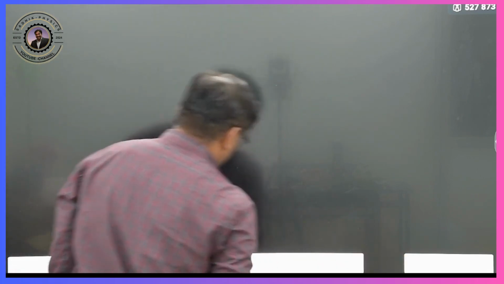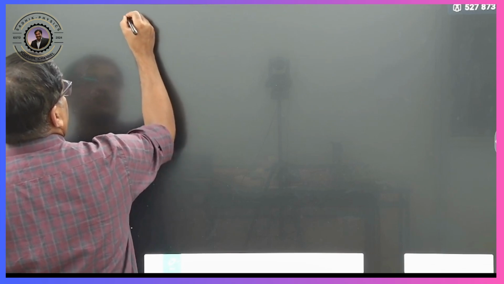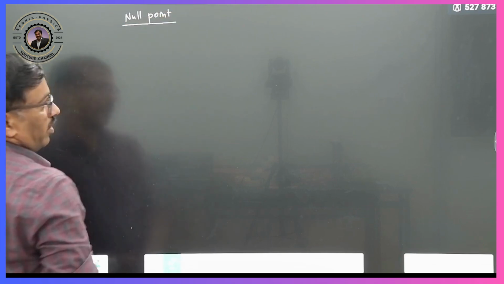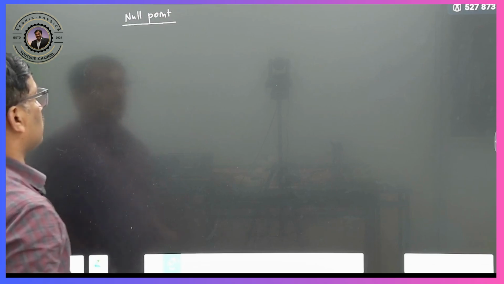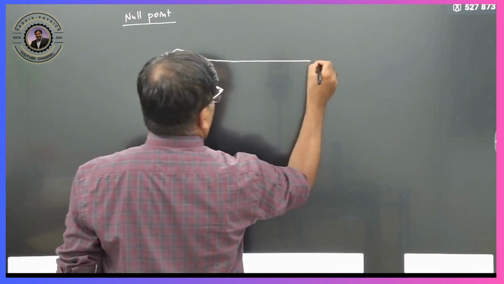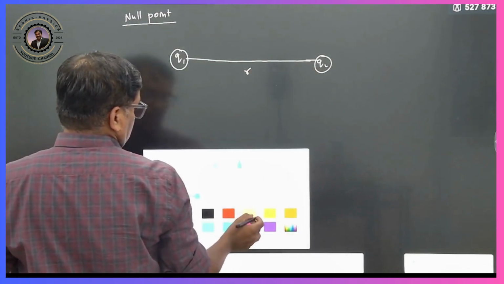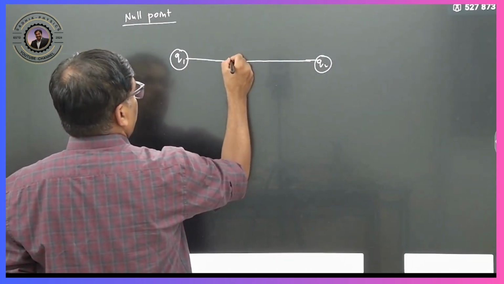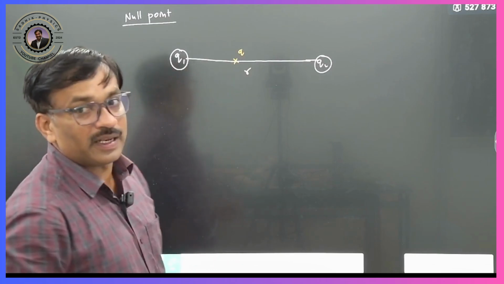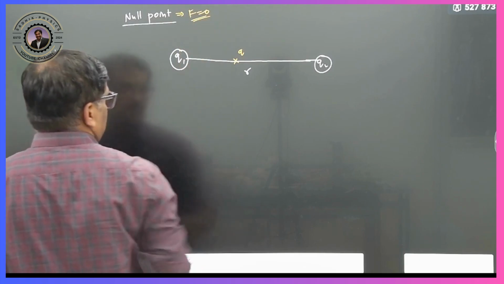And one more concept: if there are some charges, we can take a null point. What is a null point? Here you can take one charge q1 and another charge q2, separated by distance r. We will calculate the null point, that means we want to keep a small test charge here so that it experiences zero force. Null point means the force should be equal to 0.